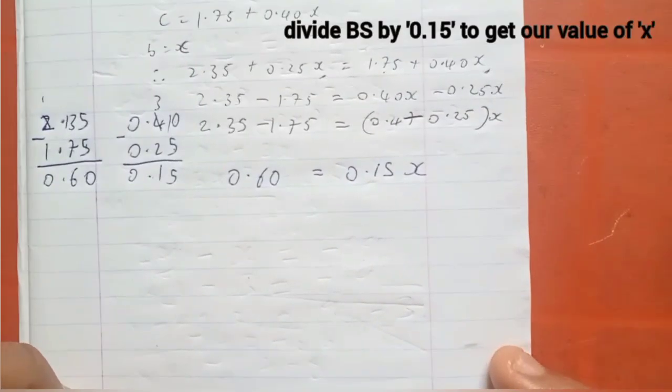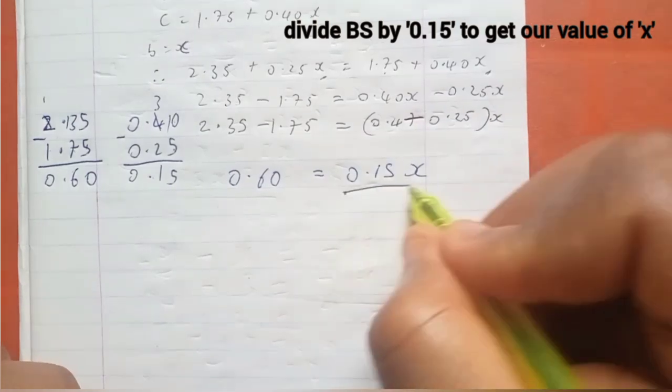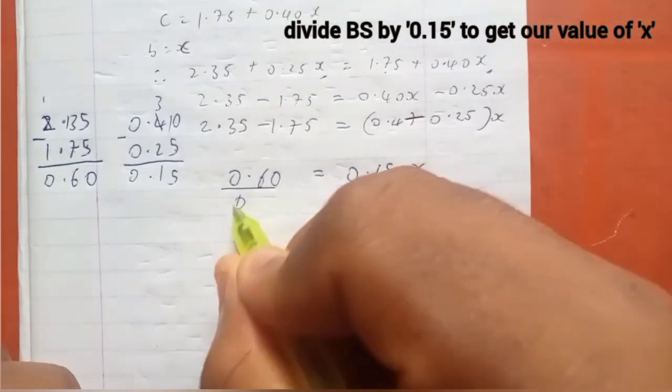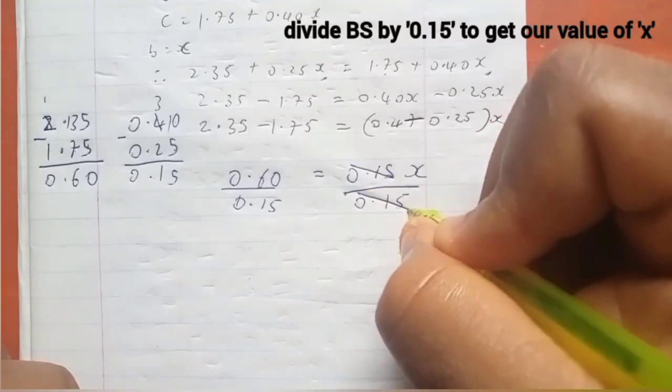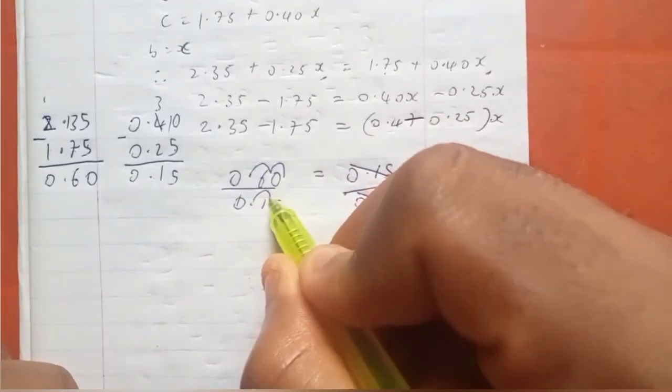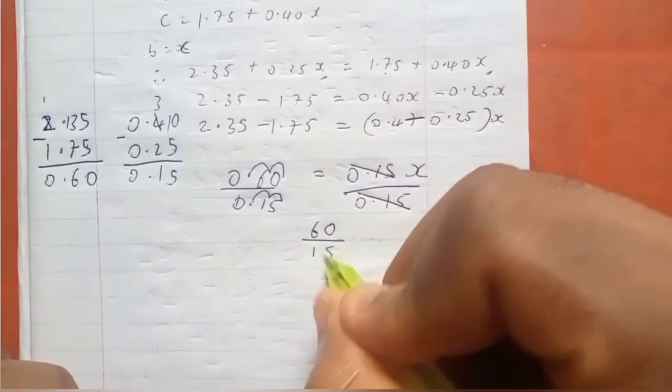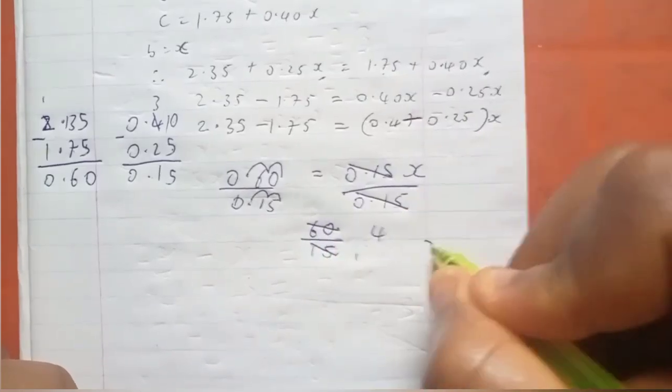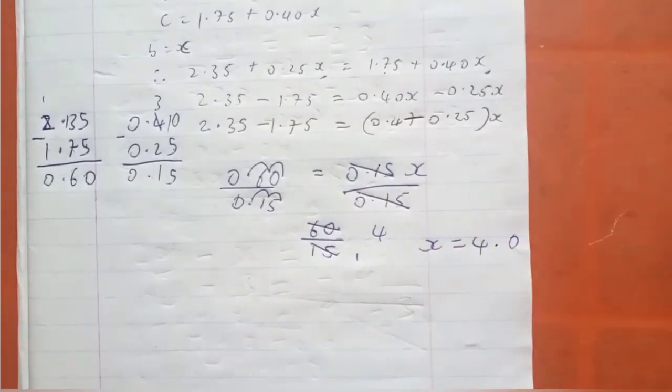The next thing we do, we divide both sides by 0.15 because we are told to find x, we are not told to find 0.15x. So this will be 0.15 divided by 0.15. 0.15 cancels 0.15. The decimal place can change, so that will be 60 divided by 15. 15 here 1, 15 here 4. x is equal to 4.0.